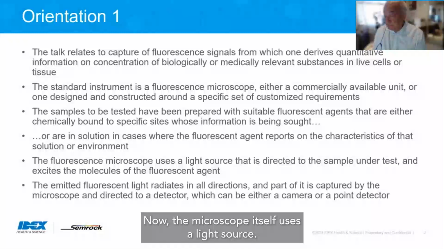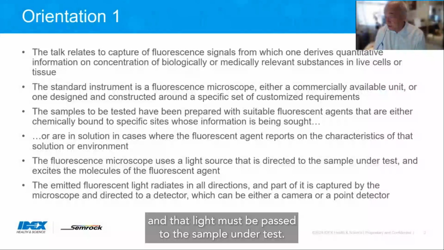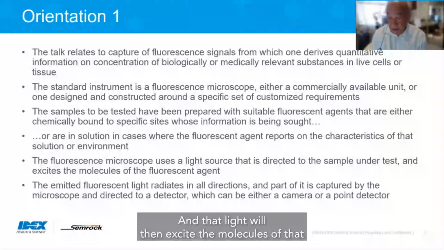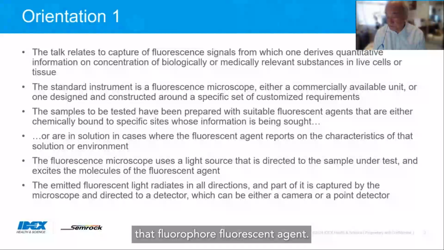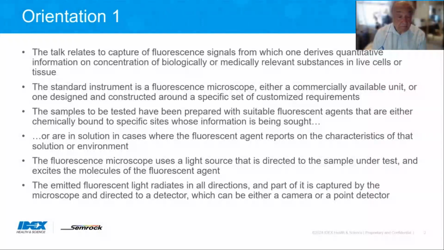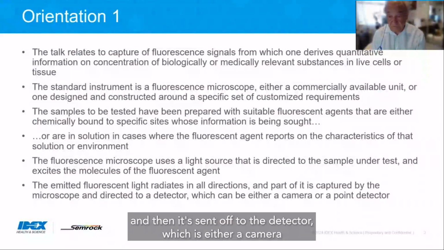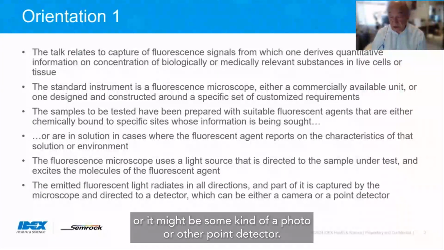Now, the microscope itself uses a light source, of course. Light is necessary for the fluorescence process, and that light must be passed to the sample under test, and that light will then excite the molecules of that fluorophore, the fluorescent agent. And then the fluorescence process results in light being emitted, and part of that is captured by that same microscope, and then it's sent off to a detector, which is either a camera, or it might be some kind of photodiode or other point detector.